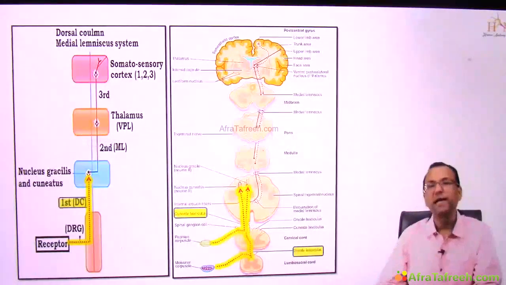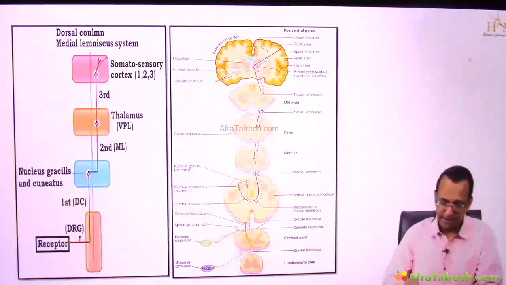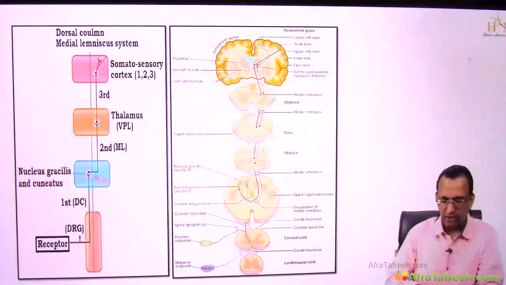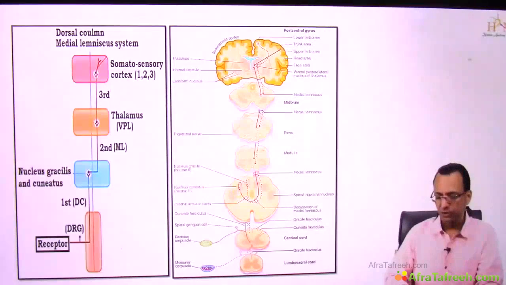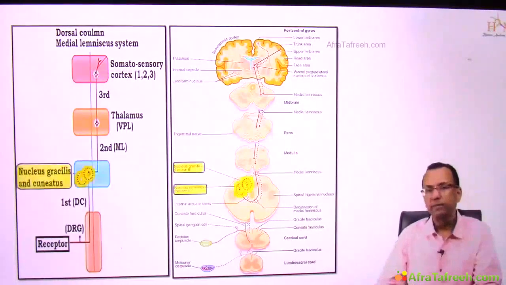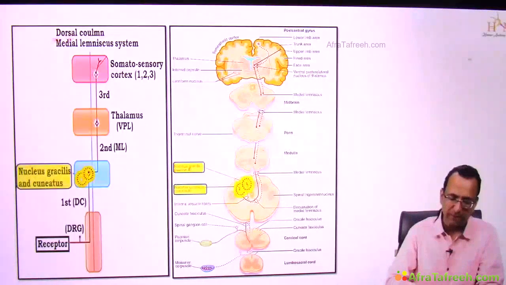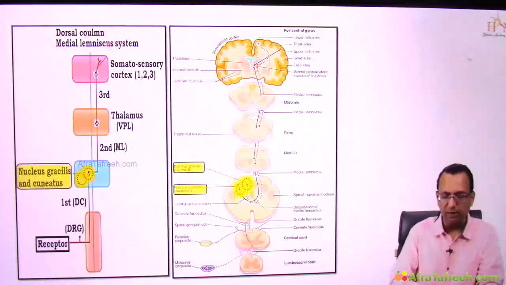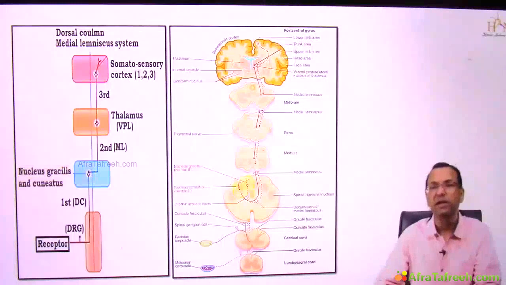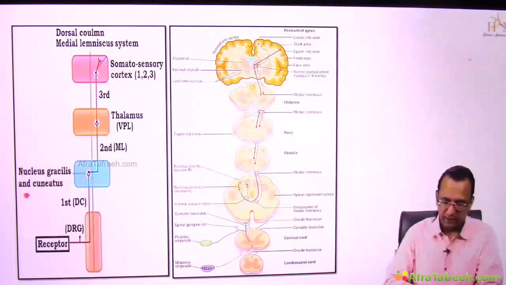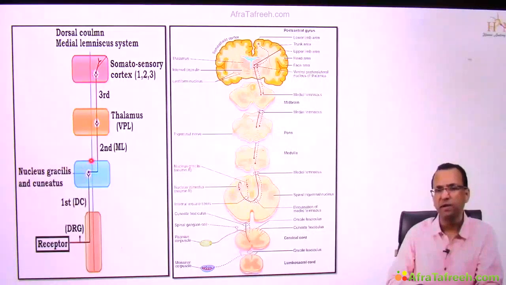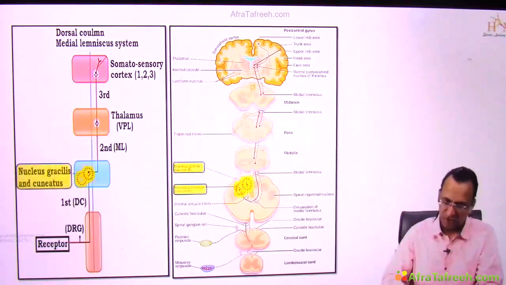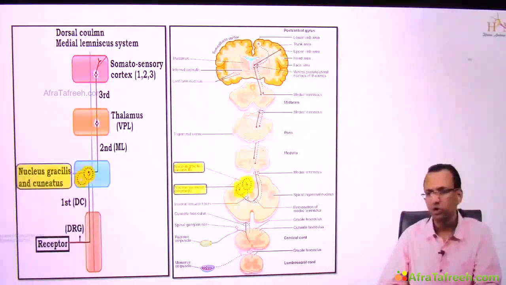Now they are going to synapse in the nuclei, cuneatus and gracilis. These nuclei are actually in the medial medulla, so they will not be affected in Wallenberg syndrome. Remember, the dorsal column medial lemniscal system is not affected in Wallenberg syndrome because it is running near the midline. So the synapse is in the nucleus gracilis and cuneatus, in the medial medulla, which is not affected by Wallenberg syndrome? Yes. No.